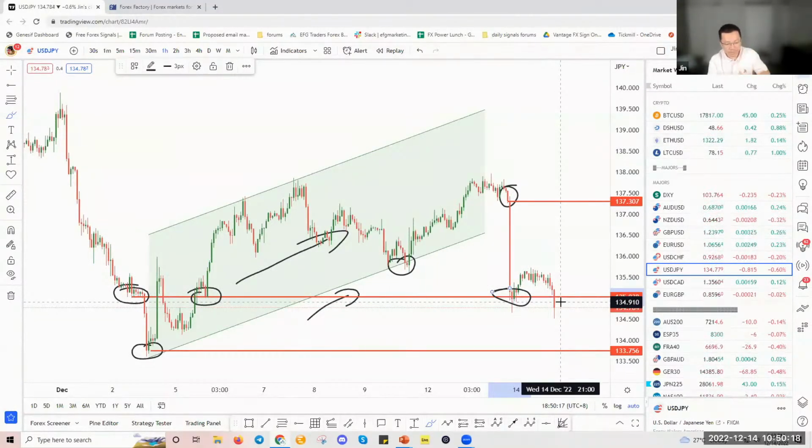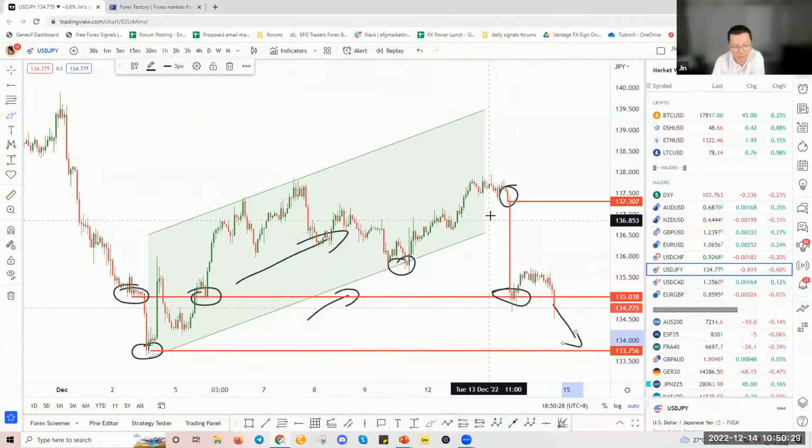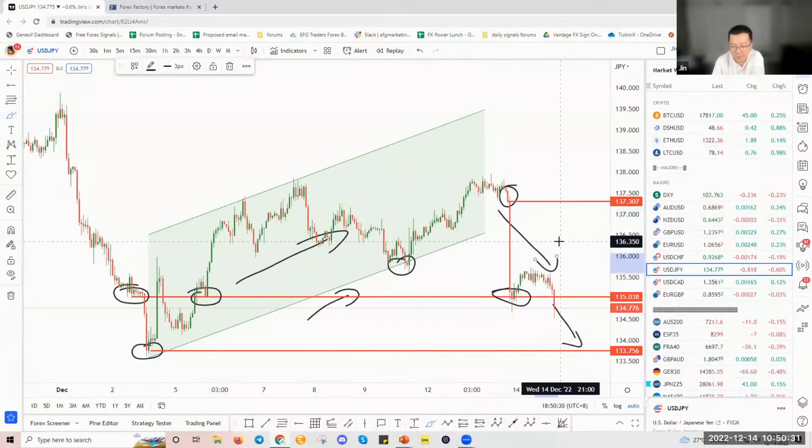Okay, so anticipation here is that we could see the US yen trade lower towards the downside, towards the 133.75 support level, because of that new downward trend, given the CPI data release. Okay.